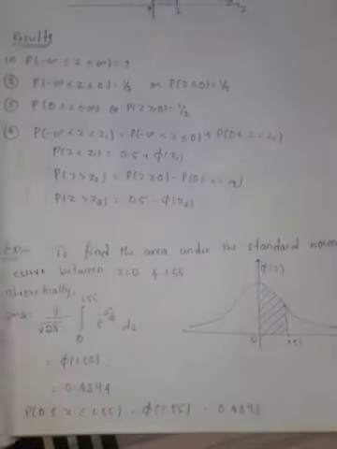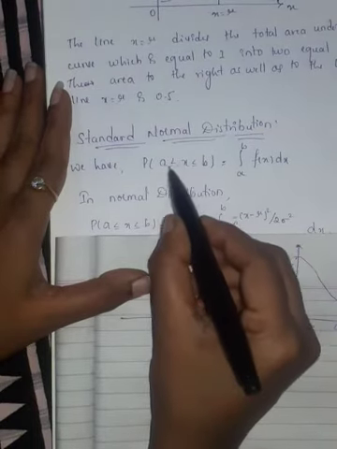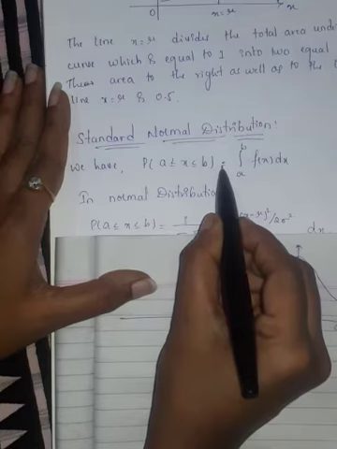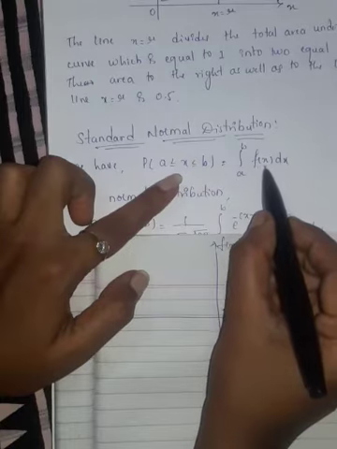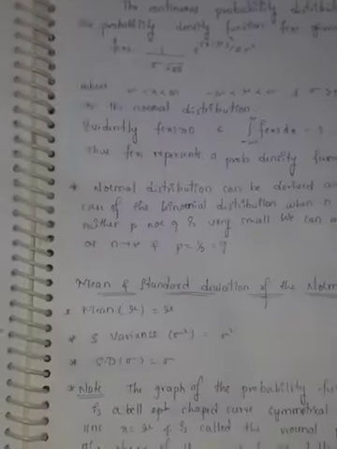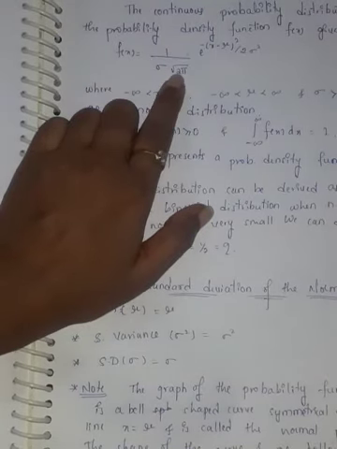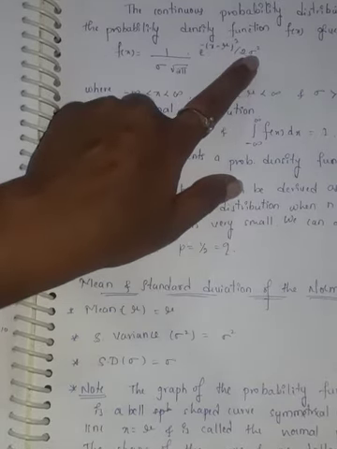Next, let us go with the standard normal distribution. So we have the probability of x, where x lies between a and b, given as integration from a to b of f of x dx. As we know, f of x is what we got from the normal distribution, where f of x is 1 divided by sigma into square root of 2 pi into e raised to minus (x minus mu) whole square by 2 into sigma square. This is our f of x.